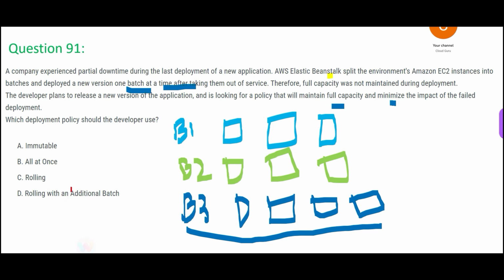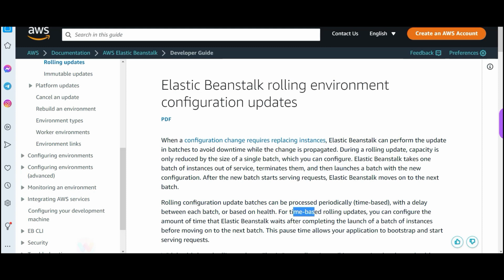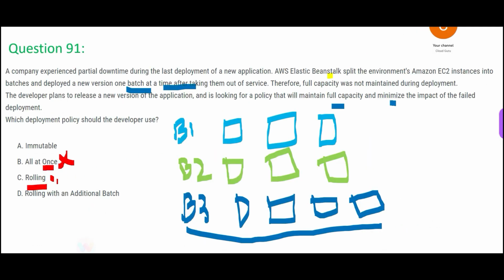So what B says is let's put all at once. That means B1, B2, B3, everything at once. The problem is the impact of failed deployment is not addressed here in all at once. C is telling you to do rolling. So rolling update we use for time-based stuff. You keep rolling it, like you update one batch, then another batch. That will not help you with maintaining full capacity. The third says rolling update with additional batch. This will also not help.